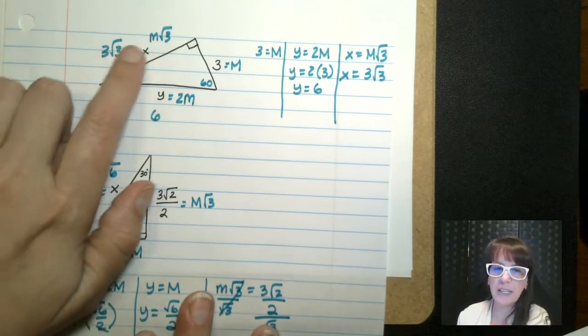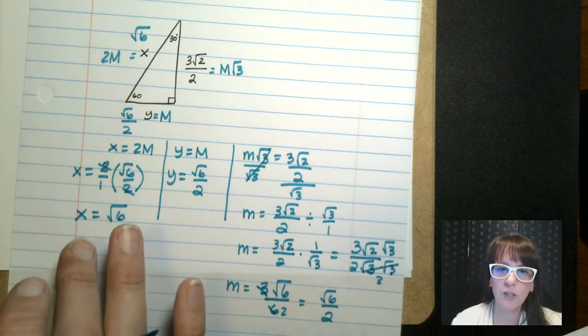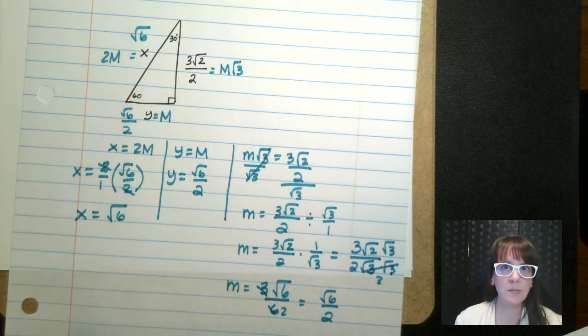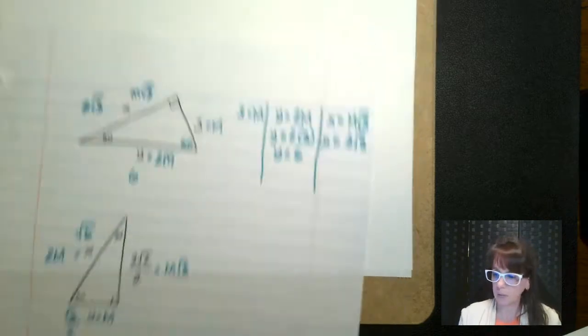Usually they're a little bit easier like this, but notice at no point did I turn these into decimals. You cannot turn reference triangles into decimals unless you're told you're allowed to. The whole point of a reference triangle is to keep them as the accurate numbers. So let's try another one.